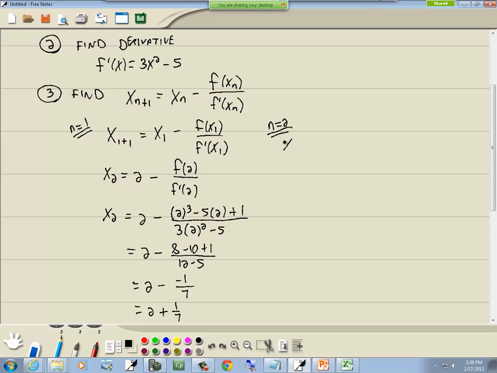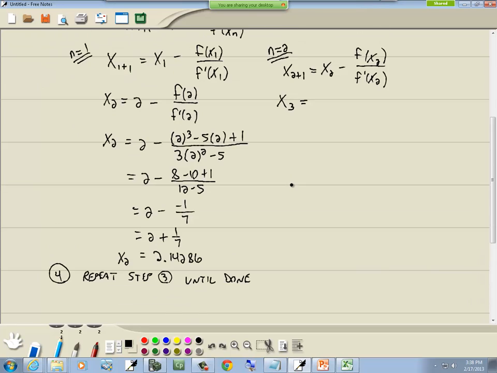I'm going to have x sub 2 plus 1 is equal to x sub 2 minus f of x sub 2 over f prime of x sub 2. Now 2 plus 1 gives us 3, so this is x sub 3 is equal to x2. Well, let's see what x2 was. x2 was equal to 2.14286. So I got 2.14286 minus f of 2.14286 over f prime of 2.14286.